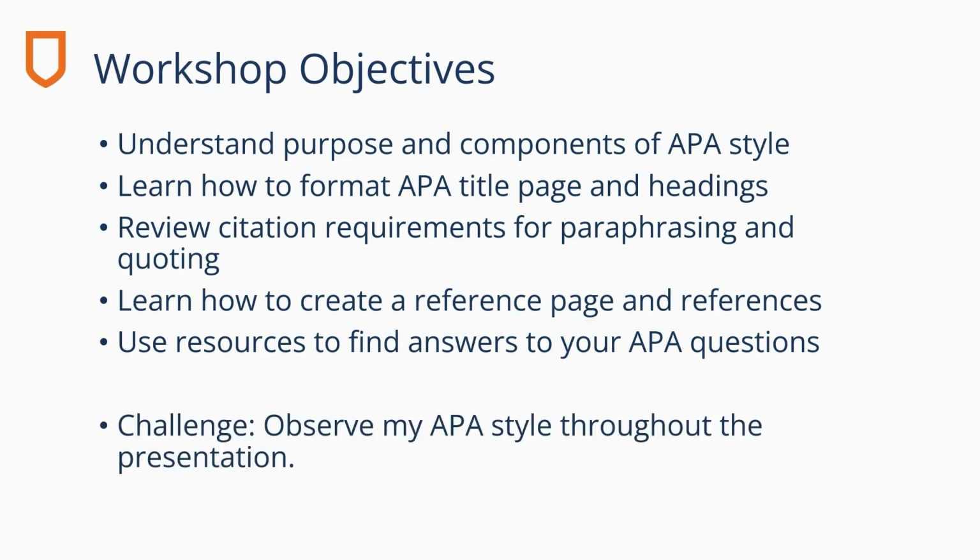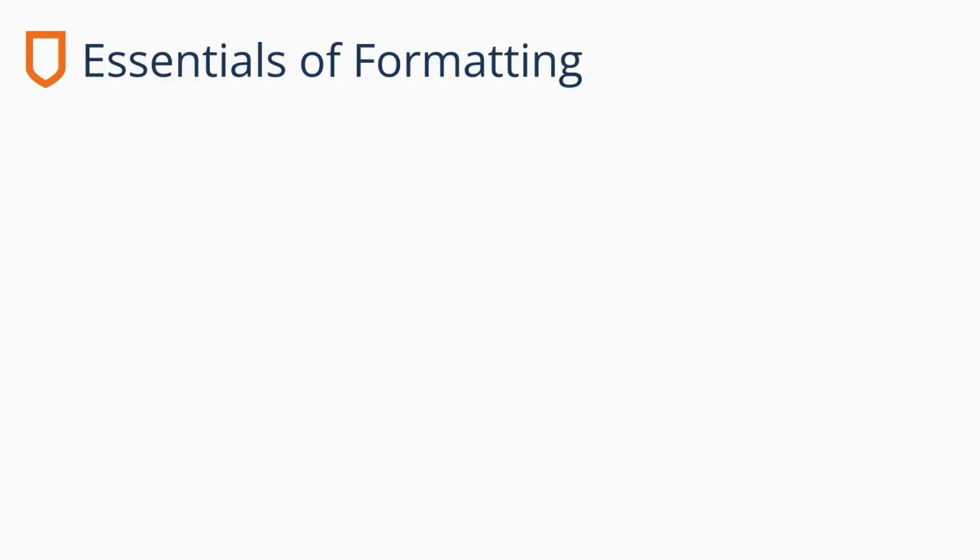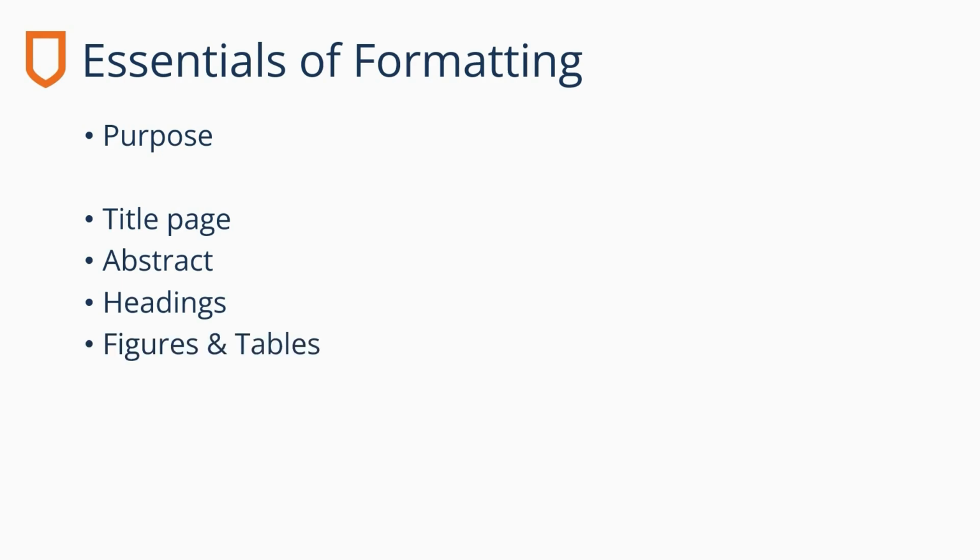Finally, I'll give you a challenge. If you pay close attention to my APA style throughout this presentation, you may learn some additional things. So now let's go over the essentials of formatting. After discussing the purpose, we'll cover title pages, abstracts, headings, and figures and tables. Our handout lists the sources and tools that you may want to review, such as sample papers.